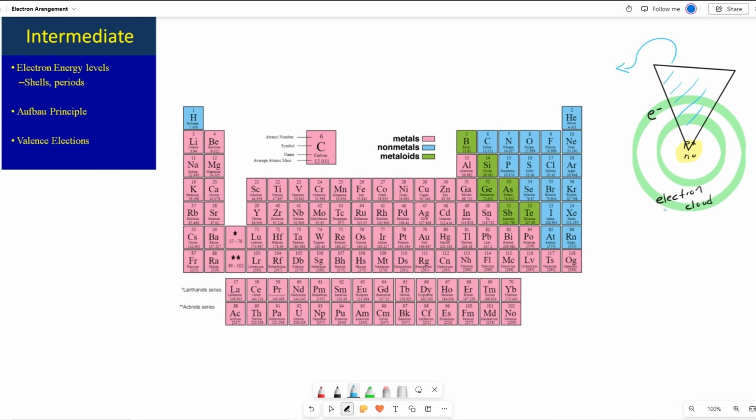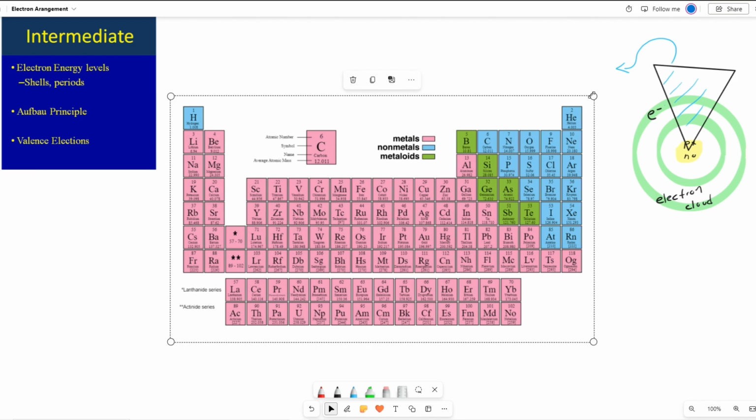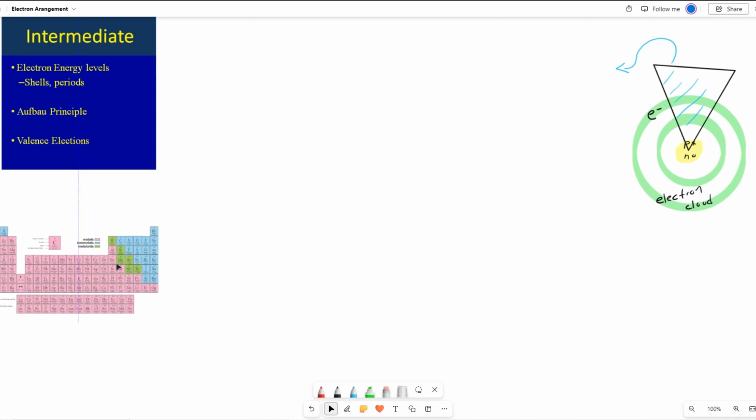Now, before we do that, I just want to make sure that we realize that all of the atoms that we're going to talk about are going to be neutral, which means they have the same number of protons as they have electrons. And if you have a neutral atom, then that means these atomic numbers up here, which represent the number of protons, are also representing the number of electrons in that atom. So for this video, all atoms that we're going to work with are going to be neutral atoms.